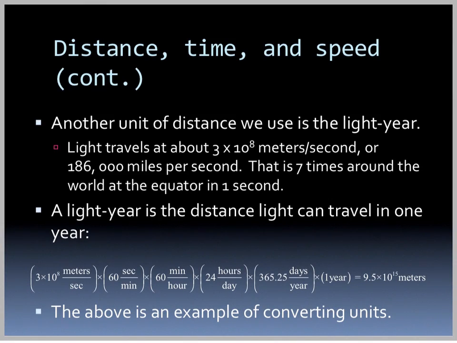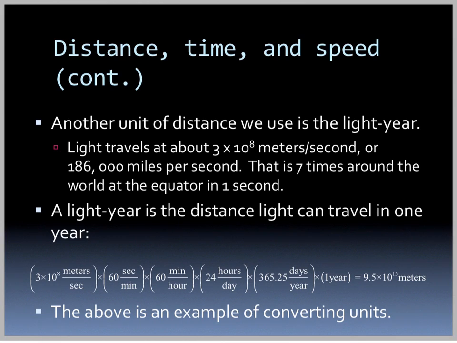Now another unit of distance besides the meter that we might use is something called the light year. Light travels about 3 times 10 to the 8th meters every second, or 186,000 miles every second. That's about 7 times around the world at the equator in 1 second. So a light year is a distance that light can travel in 1 year.